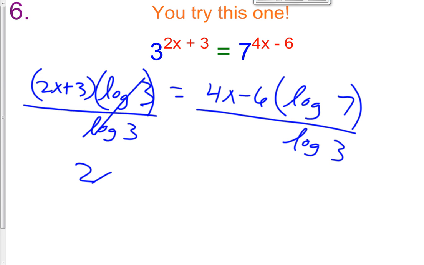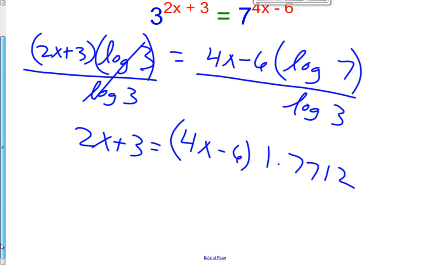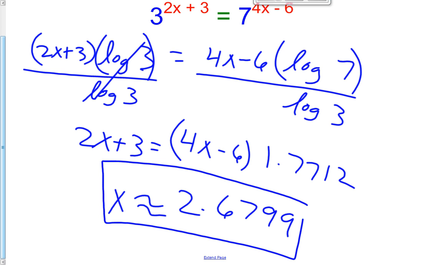So then you get 2x plus 3 on the left side. That equals 4x minus 6 times the log of 7 divided by the log of 3, which is the same thing as 1.7712. And then you distributed that, and then you hopefully solved the simple equation. So as you did that, you got x to be approximately equal to 2.6799. Let me know tomorrow if you have any questions on finishing that one out. I trust that you guys can solve that equation on your own, though.